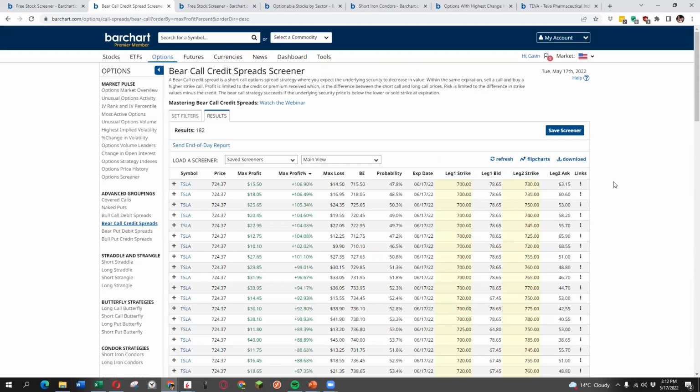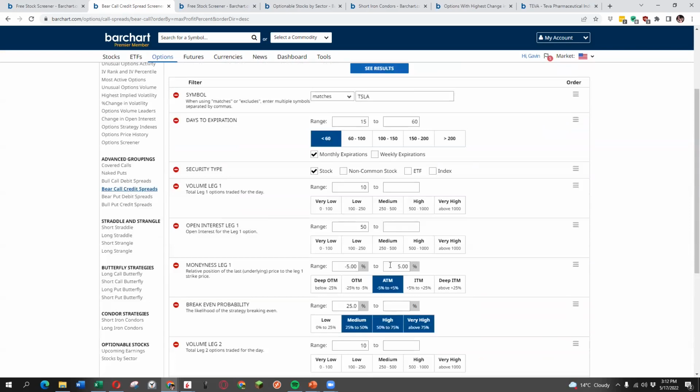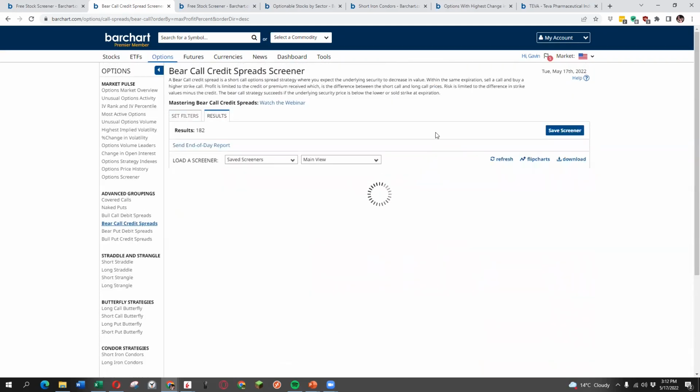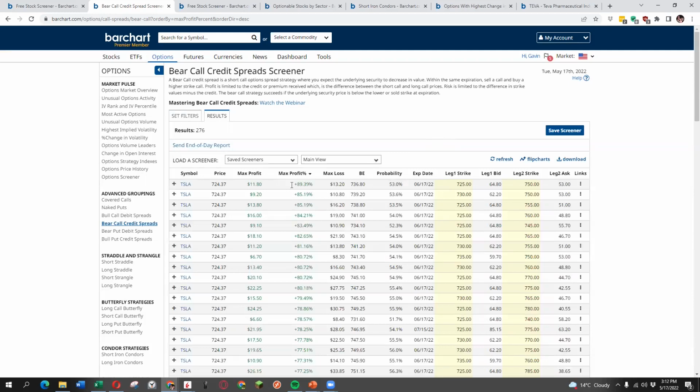Some of these are slightly in the money, so we might want to change that to out of the money. Anything from 0 to 10% out of the money. There we go, that looks a little better.